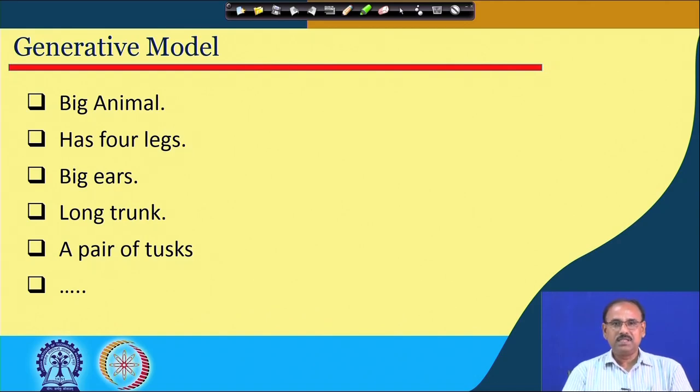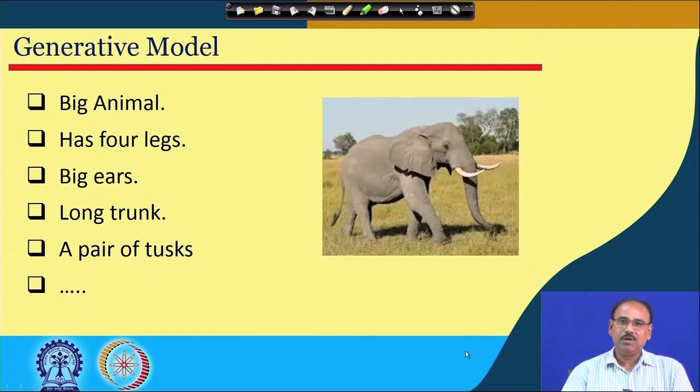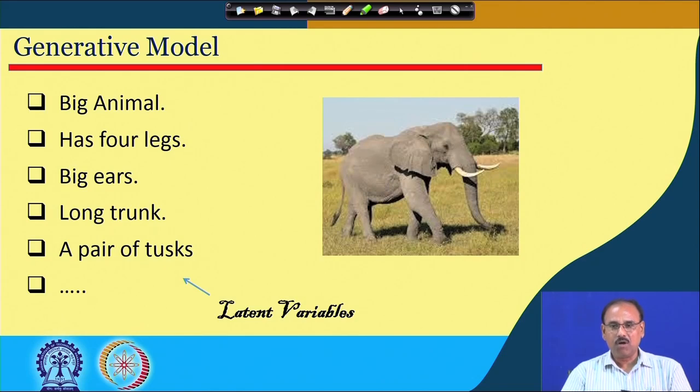Naturally, given this description, that it is a big animal with 4 legs, big ears, a long trunk and a pair of tusks, the animal that will come to one's mind immediately is an elephant. So, you try to draw the picture of an elephant. That is what the generative model is. You give some descriptions, and based on the descriptions, the model tries to generate an image of the animal, or the object. These descriptions are what is known as latent variables. All these latent variables put together become a latent vector, or a latent descriptor, of the object or the image.